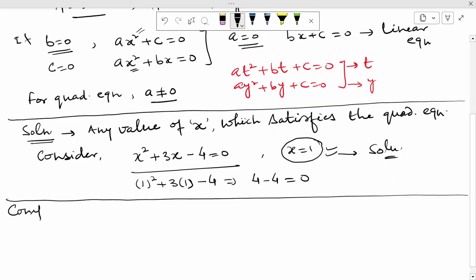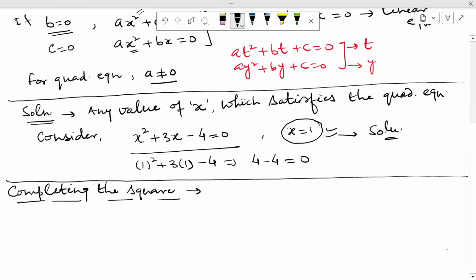Now coming to our discussion on completing the square. So this is a method which we can use to solve a quadratic equation. So in completing the square, suppose you are given a quadratic equation of this form.